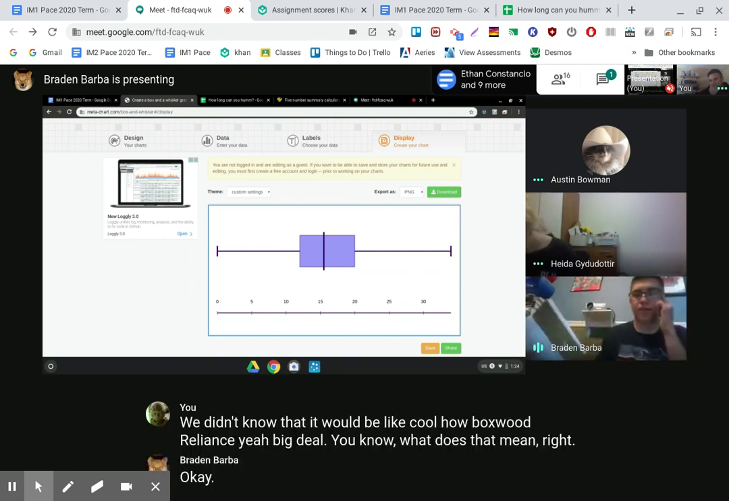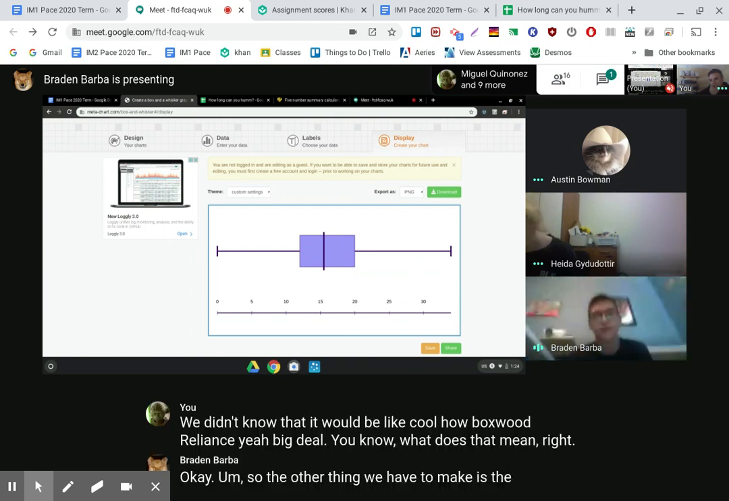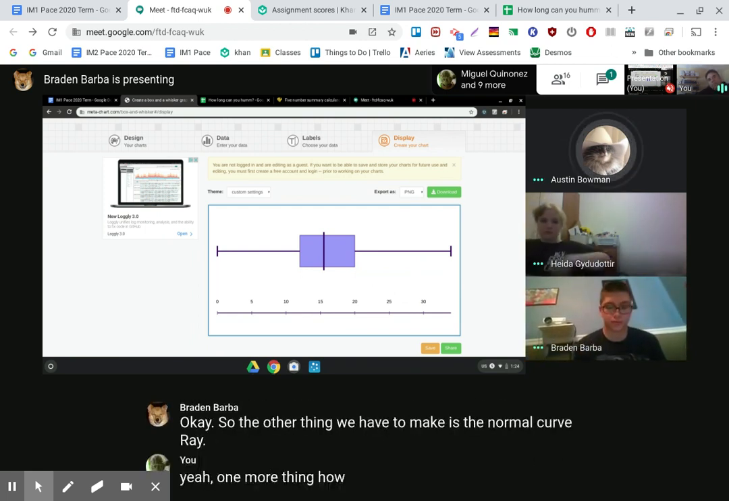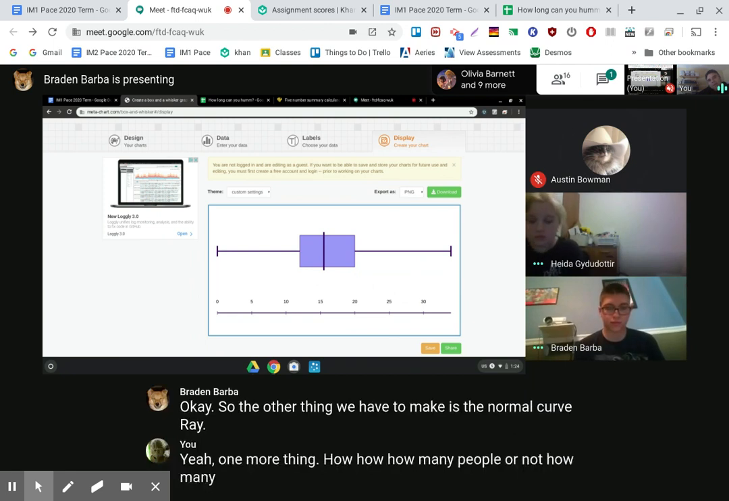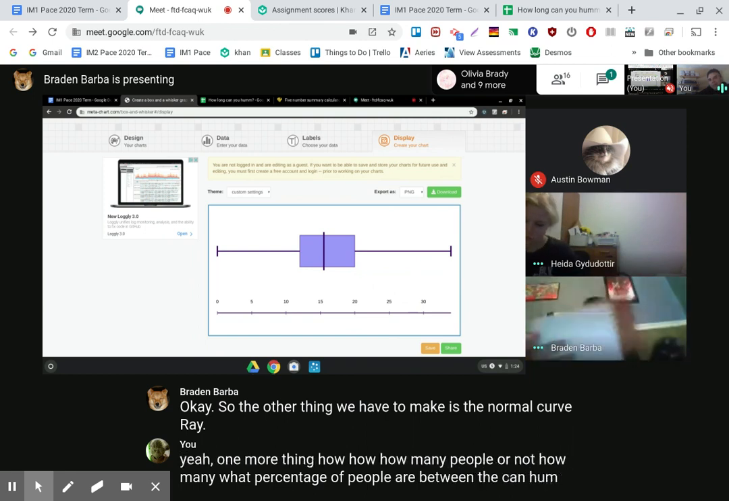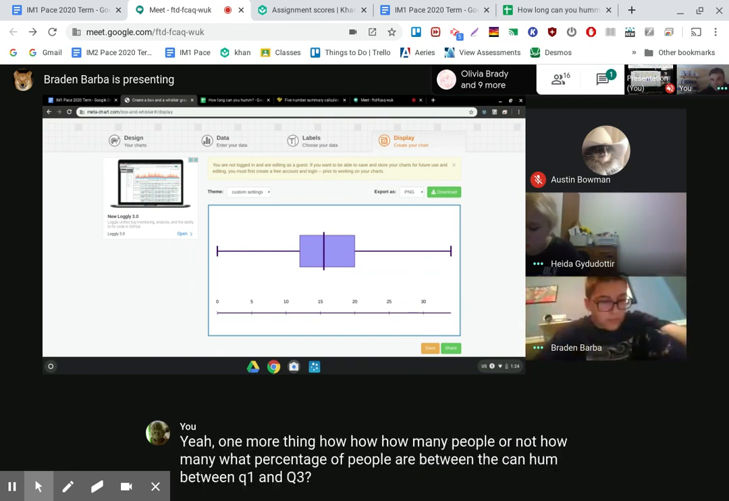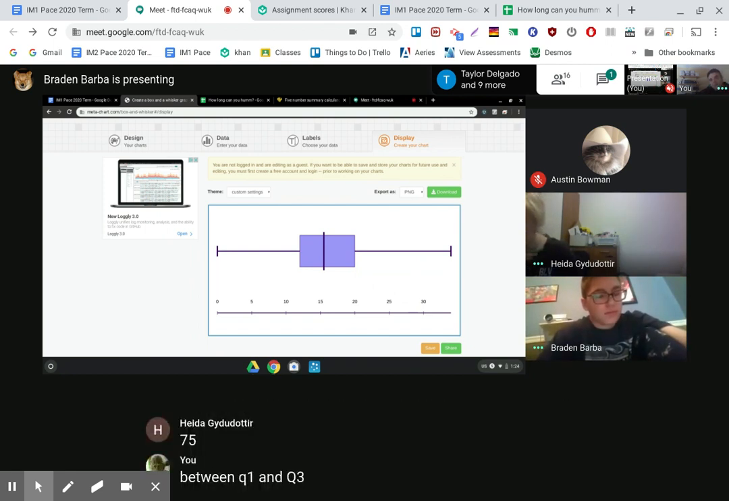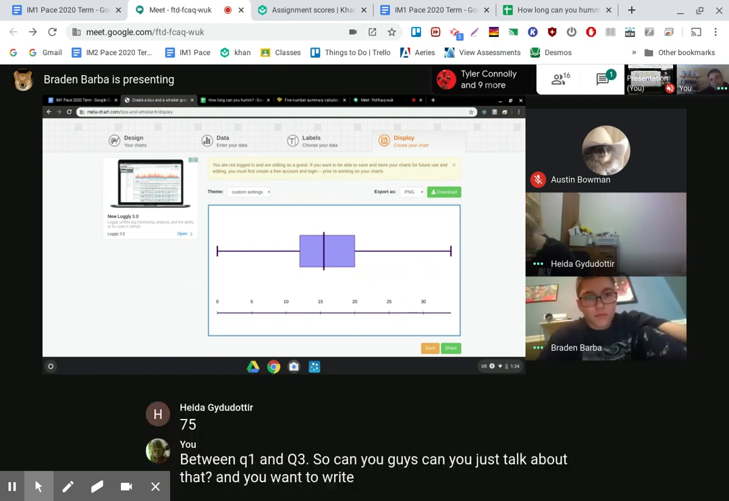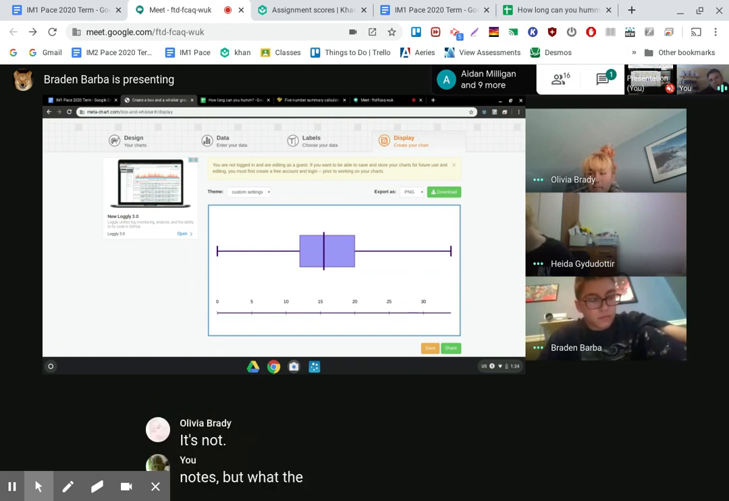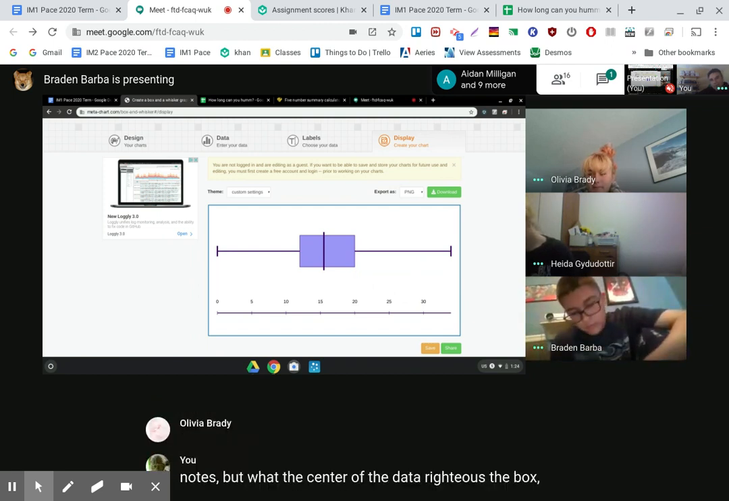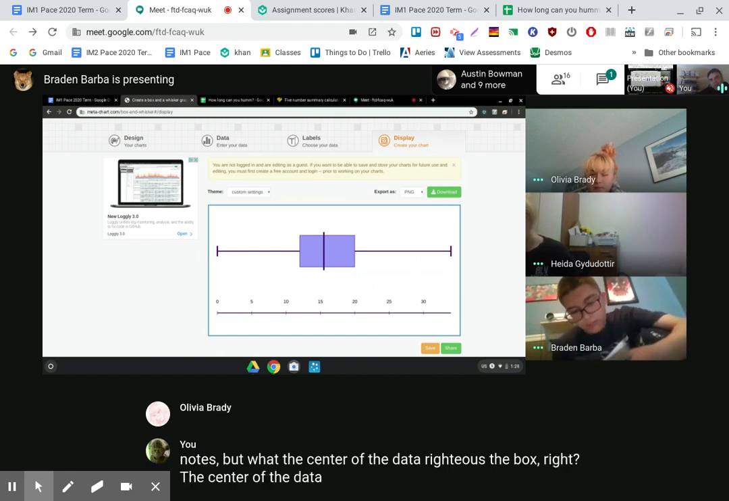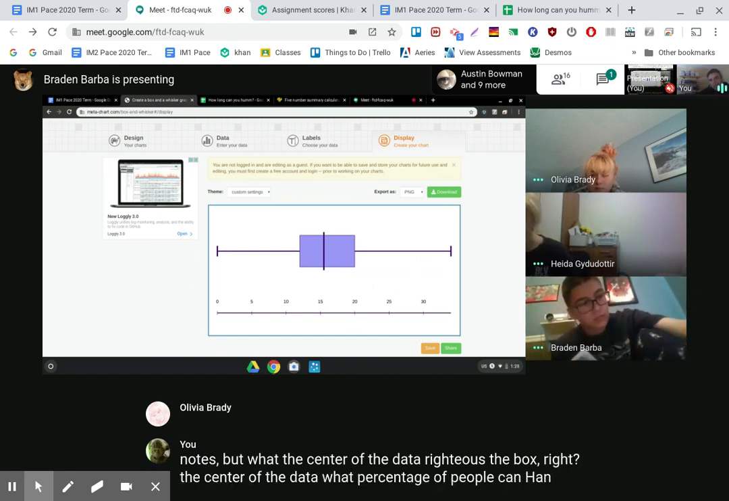So the other thing we have to make is the normal curve, right? Oh, one more thing. What percentage of people are between Q1 and Q3? 75? Between Q1 and Q3, so can you guys talk about that? And you want to write that in your notes. What is in the center of the data, which is the box? What percentage of people can hunt between Q1 and Q3?